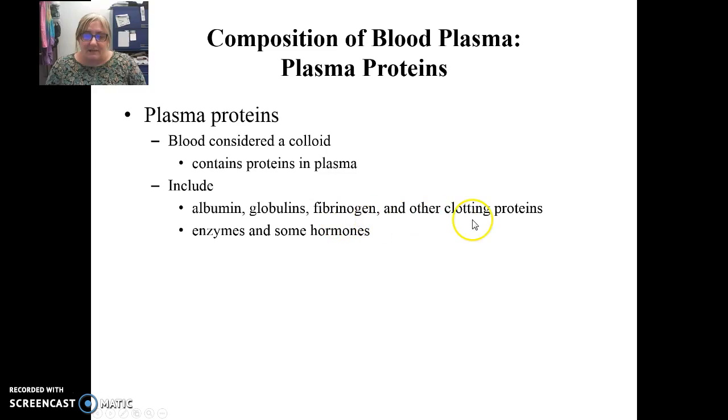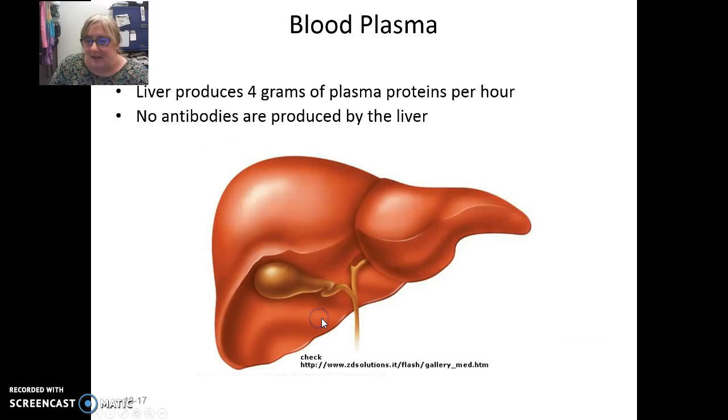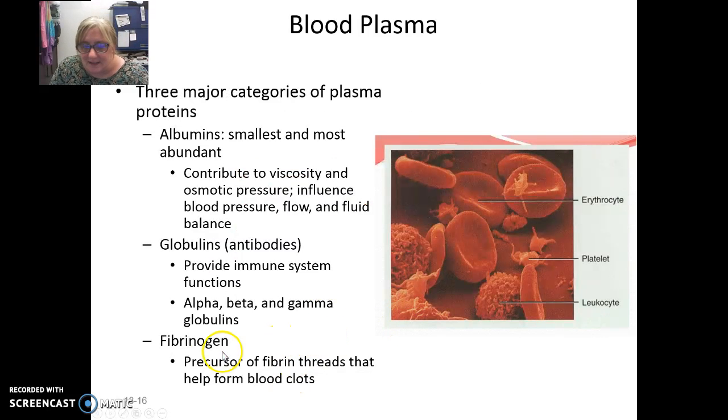Here are some of the proteins that are found in blood. So we have albumin, globulins, fibrinogens, which work in clotting, other clotting proteins, other enzymes, as well as hormones. And this is a figure that I found off of Google Images. I thought it was really cool because it kind of shows the red blood cells. It shows white blood cells. And I thought there was going to be something else on there. Sorry, my fault. But it's a really pretty picture.